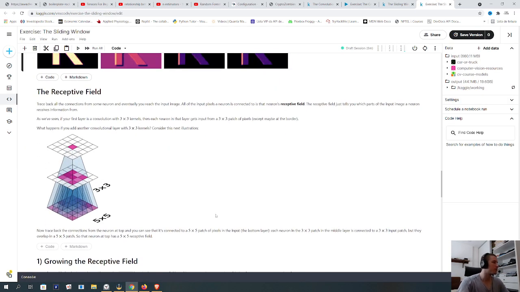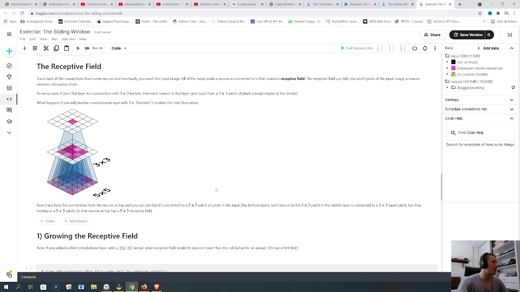The receptive field. Trace back all the connections from some neuron and eventually you reach the input image. All the input pixels a neuron is connected to is that neuron's receptive field. The receptive field just tells you which parts of the input image a neuron receives information from. As we've seen, if your first layer is a convolution with 3 by 3 kernels, then each neuron in that layer gets input from a 3 by 3 patch of pixels, except maybe at the border.